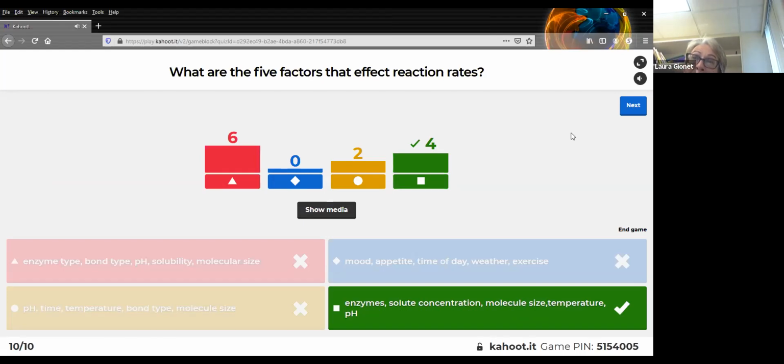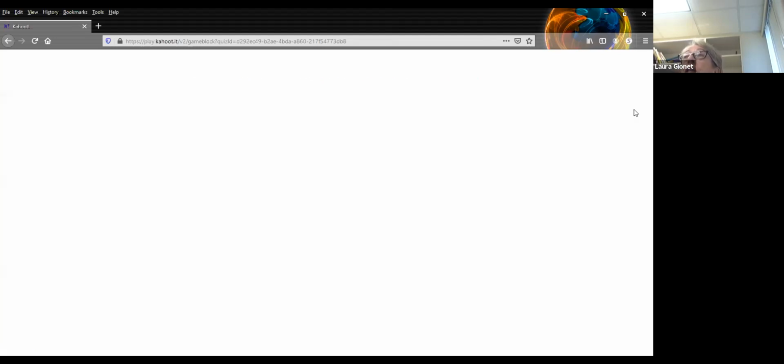All right, good. Well, at least no one chose blue, the mood or the appetite. That was good. You'll get used to these after a while. If you look at them and really think about what they're referring to, or which variable, so to speak, and what effect it would have, it'll stick with you a little bit longer. Okay, good. We'll see the results.